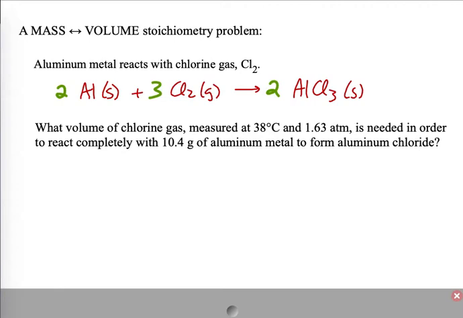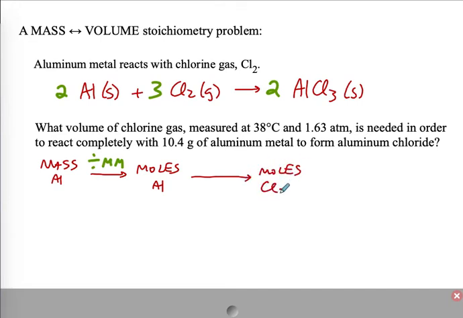Well, let's do a little roadmap to keep in mind what we're trying to do. We're starting with a mass of aluminum. The only thing we can convert grams of aluminum to is moles of aluminum, and we do that by dividing by the molar mass. Because we are trying to find the amount of chlorine we need to react with that amount of aluminum, in the second step, in which we convert from moles of aluminum to moles of chlorine, we're going to have to multiply by a mole ratio.